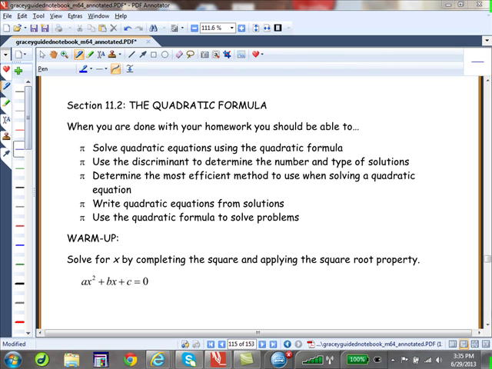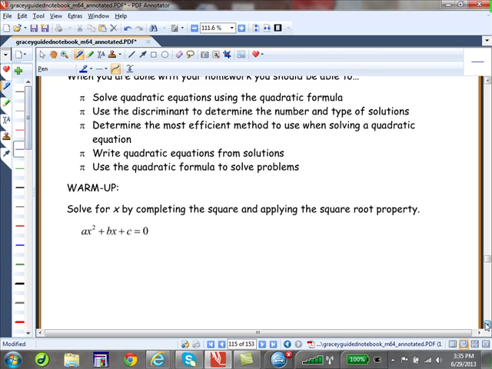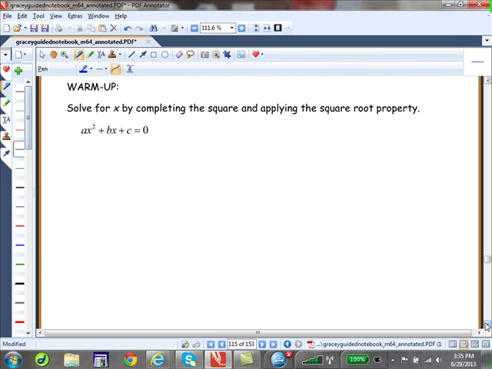So this warm up, you can give it a try. It might be a little confusing. If you're baffled, you can just follow along with me. This is basically the derivation of the quadratic formula, right? So here we go.